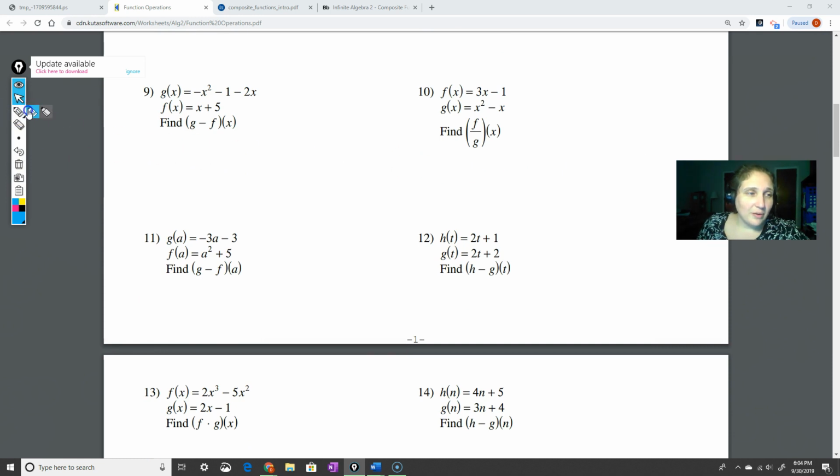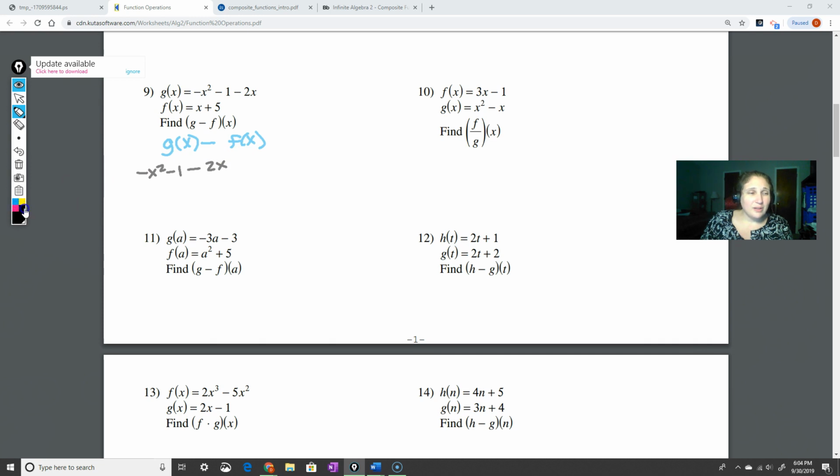Number 9 says, okay, first of all, we're doing g minus f of x. This is the same thing as saying, take g of x and then subtract f of x. That's all this is saying. So we're just going to write down, well, what's g of x? Okay, g of x is negative x squared minus 1 minus 2x. And then I need to subtract.